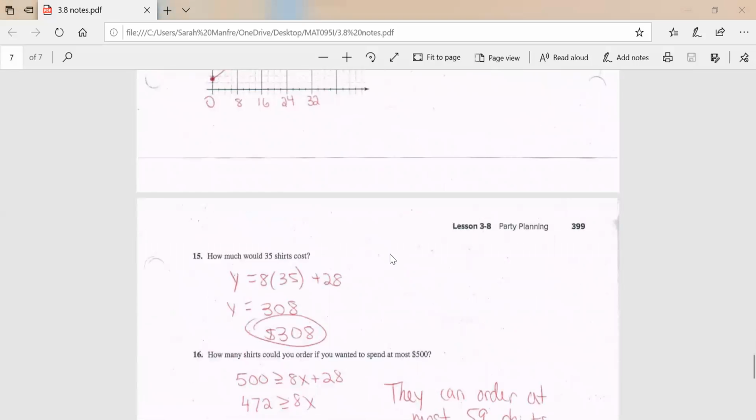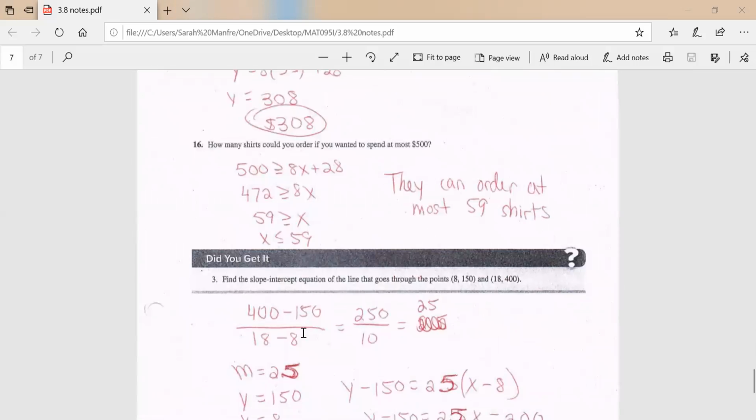How much would 35 shirts cost? Well, I know my equation, y equals 8x plus 28. I replaced x with 35, and it gives you $308. How many shirts could you order if you want to spend at most 500? 500 is going to be your biggest, so 500 has to be greater than or equal to 8x plus 28. Subtract 28 from both sides, get 472. Divide by 8, you get 59. Which means 59 is greater than or equal to x, which is the same thing as saying x is less than or equal to 59. They can order at most 59 shirts.